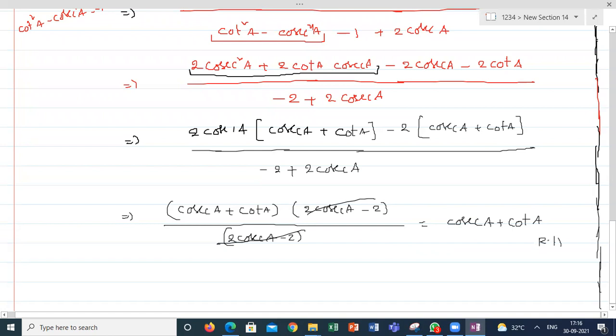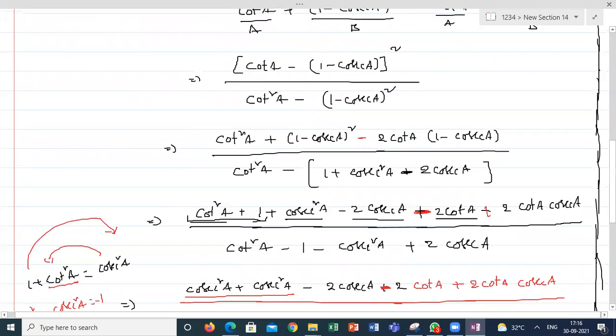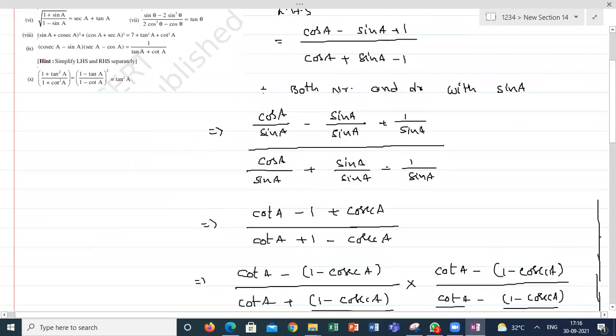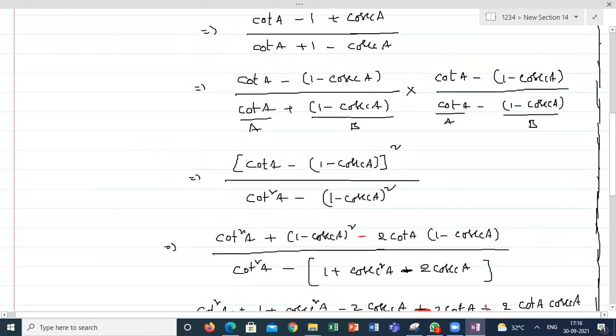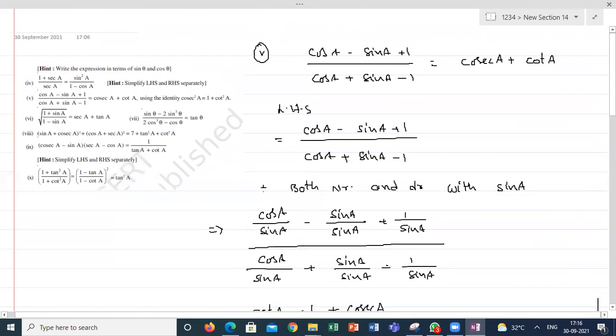This is my RHS. So does anyone have any other method to prove this in a simpler manner? Students, please, anyone have any other method? It looks lengthy, but only because you have to write fractions and so many terms. That's the reason it looks lengthy, but actually it is general algebra. Is it clear? Students, I can move to the next one. Yes, sir. Next question.